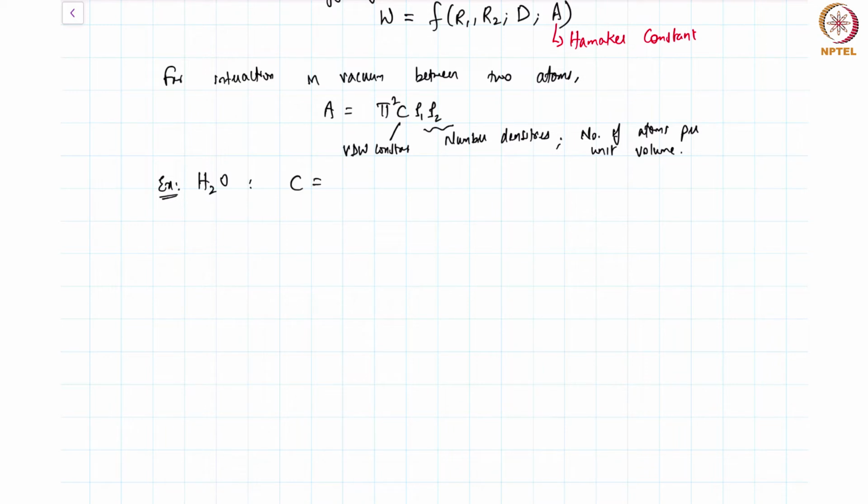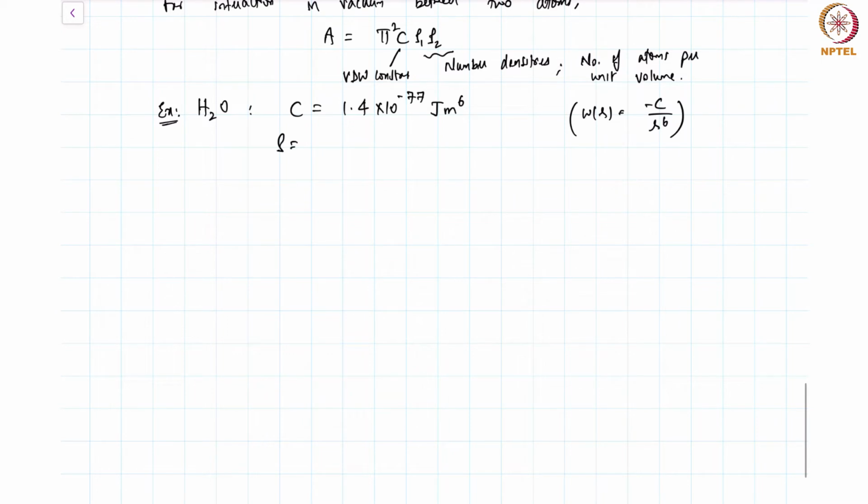For example, if I were to consider the case of water, then this constant C turns out to be about 1.4 times 10 to the power minus 77 joule meter to the 6. Remember, we had W of R equal to minus C by R to the power 6. So the units of C would be W of R, which is the interaction energy, multiplied by the distance to the 6. Therefore, we have joule meter to the 6. And rho in this case, looking at interaction between two water molecules, will be 3.3 times 10 to the power 28 per meter cubed. Therefore the Hamaker constant A, pi squared C rho 1 rho 2, comes out to be about 1.5 times 10 to the power minus 19 joules.